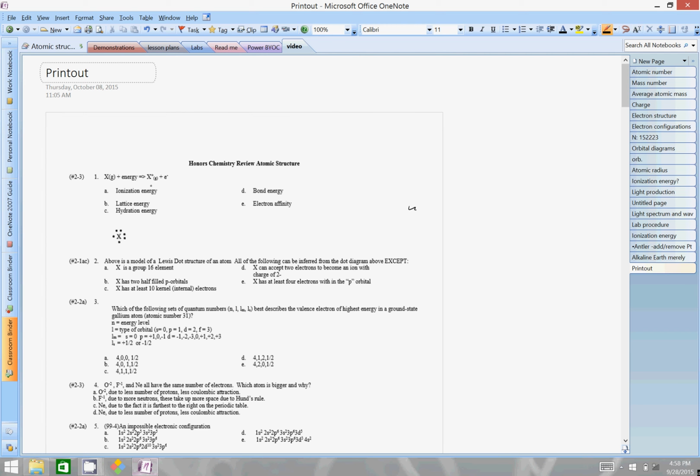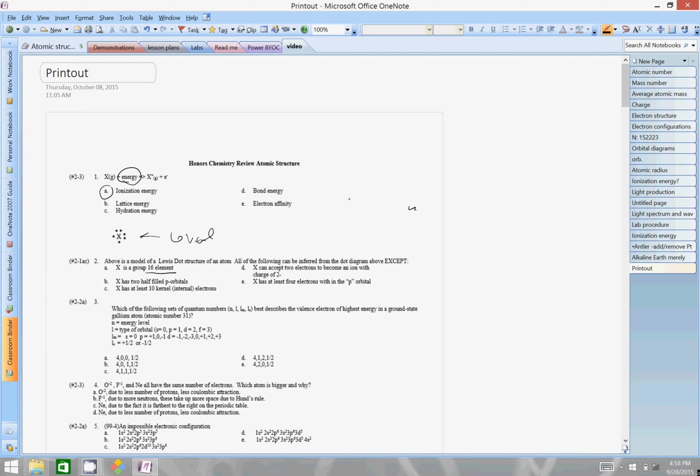This is the amount of energy you need to remove an electron that we call ionization. Above is a model of a dot diagram structure. All the following can be inferred from the diagram except... okay, so it's got 6 valence electrons. That's what I would get out of this. So group 16 is correct. Has 2 half-filled p orbitals.